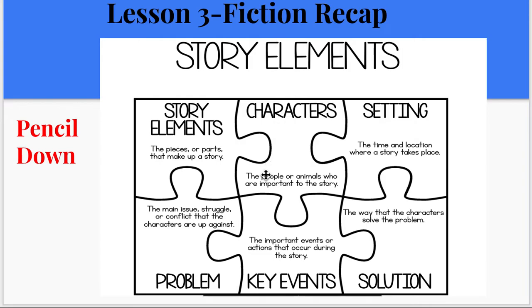You always need characters. These are the people or animals who are important to the story. You always need a setting. That's the time and location where a story takes place. You always need a problem. That's the main issue, struggle, or conflict that the characters are up against. You also have your key events. Those are the most important events or actions that occur during the story. And at the end, you have your solution. That is the way that the characters solve the problem. Once again, this was your Lesson 3 fiction recap. And if you have these story elements, then you know that you can use your Fab 5 summary strategy.